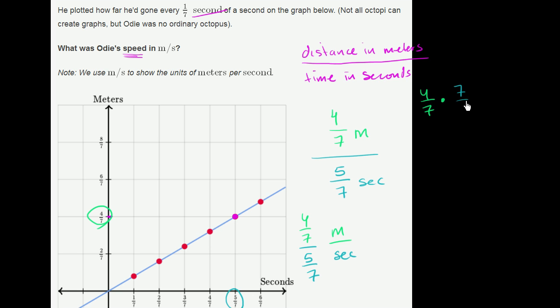So times 7/5, and we get this, well, this 7 and this 7 cancel out. You get 4/5. You could have also done that by multiplying the numerator and the denominator here by 7. If you multiply by 7, you would get 4/5. But either way, his speed in meters per second is 4/5 meters per second.